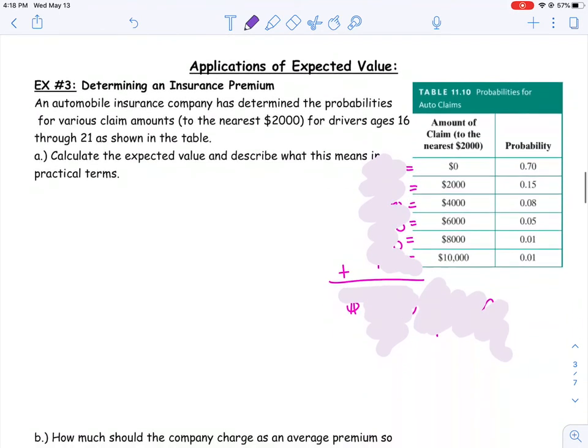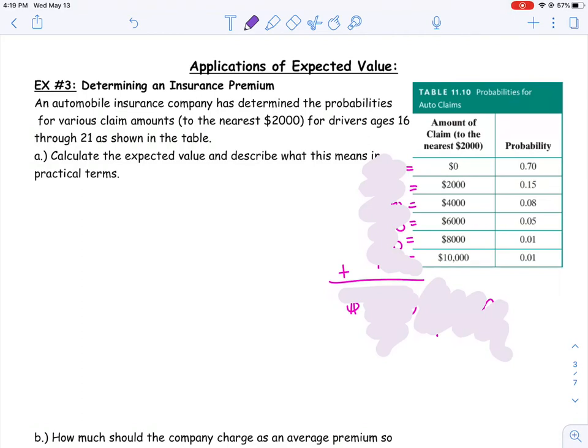So look at example number 3 with me. It says here, an automobile insurance company has determined the probabilities for various claim amounts to the nearest $2,000 for drivers ages 16 through 21. And so this is the amount typically that a person claims in auto insurance, whether they got into a car accident or whether their car was stolen or broken into or whatever it may be. And then they calculated the probability that that will happen. And then part A says calculate the expected value and describe what it means in practical terms.